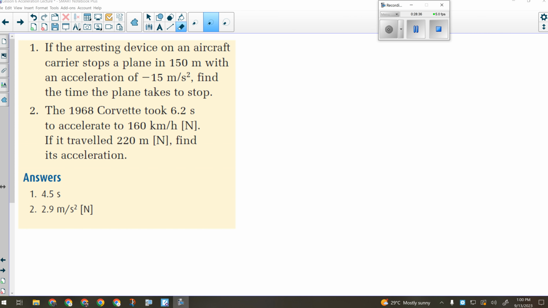So we know then that the displacement of the aircraft is going to be 150 meters. That's positive because they're still moving forwards. We know that they stop. So what's Vf?